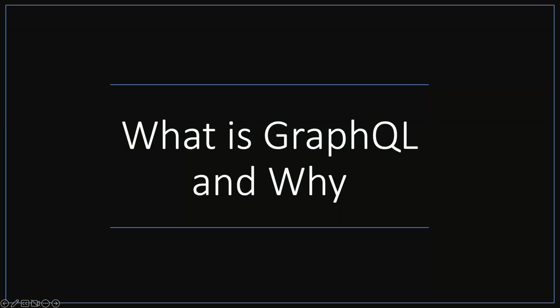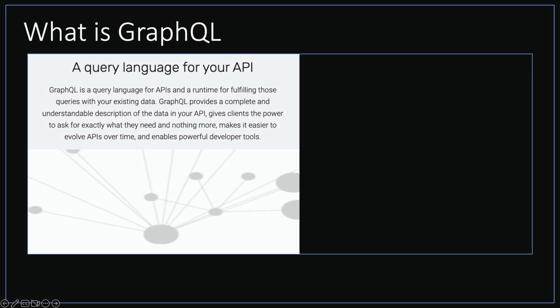So first, what is GraphQL and why? On the official website, there is a definition. It says GraphQL is a query language for APIs and a runtime for fulfilling those queries with your existing data. GraphQL provides a complete and understandable description of the data in your API, gives the clients the power to ask for exactly what they need and nothing more, makes it easier to evolve APIs over time, and enables powerful developer tools. That's quite a mouthful of a paragraph.